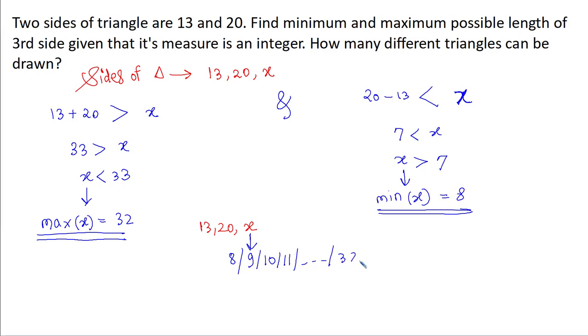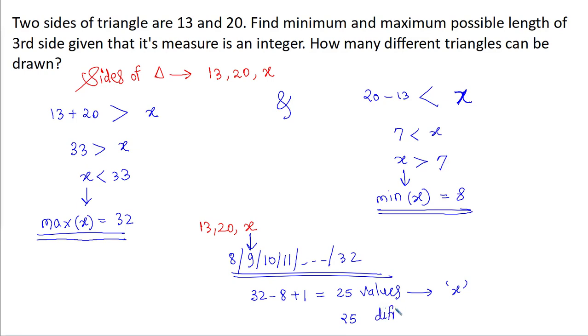Okay, so total how many values can x take? Total 32 minus 8, both are inclusive, so plus 1, that is equal to how much? Total 25 values are possible for x. Okay, so how many different triangles can we draw? We can draw 25 different triangles. Okay everyone, this is how we can solve this type of question.